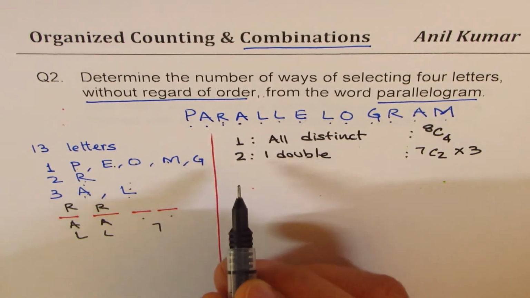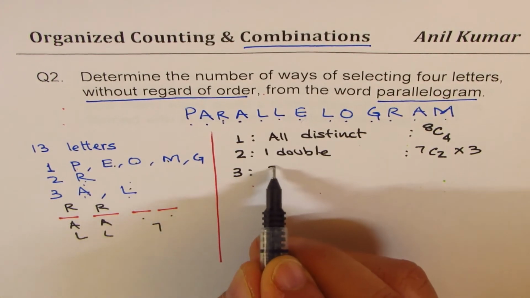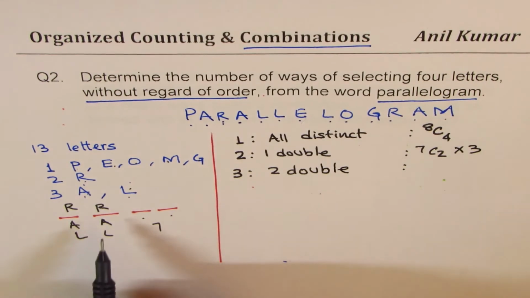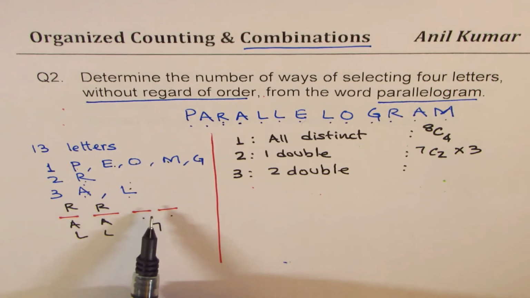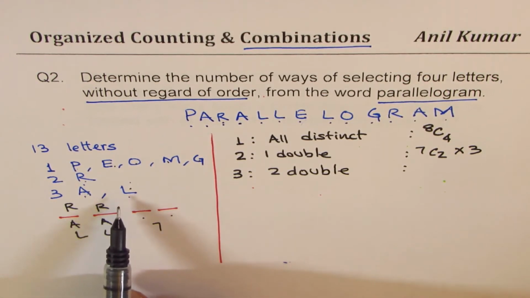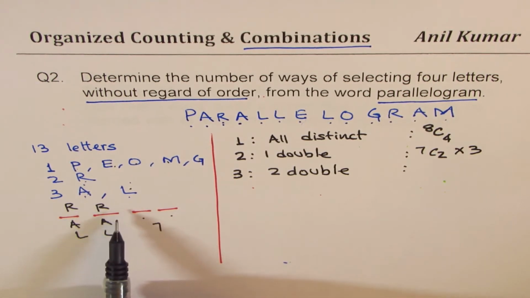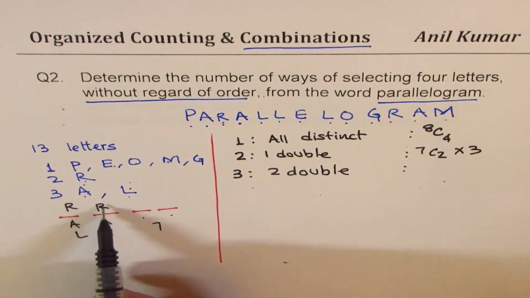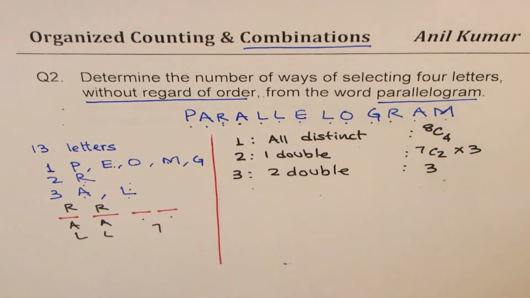Okay. Now, third case could be, because there are two positions, we could have two doubles. Right? So when I say you could have two doubles, that really means you could have two R's and two A's. We're talking about combinations, so we can't just mix them. So two A's and two R's is the same combination. So that means you could have two R's, two A's, two R's, two L's, and these two. So here we have three combinations of two doubles, right?